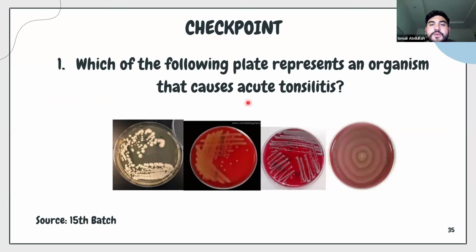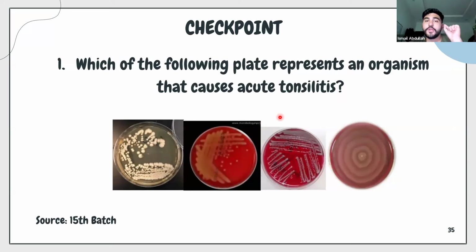Which of the following plates represent an organism that causes acute tonsillitis? So, who would want to answer this question for me? Anyone here? B. B. Can you tell me why? This is beta hemolytic, right?